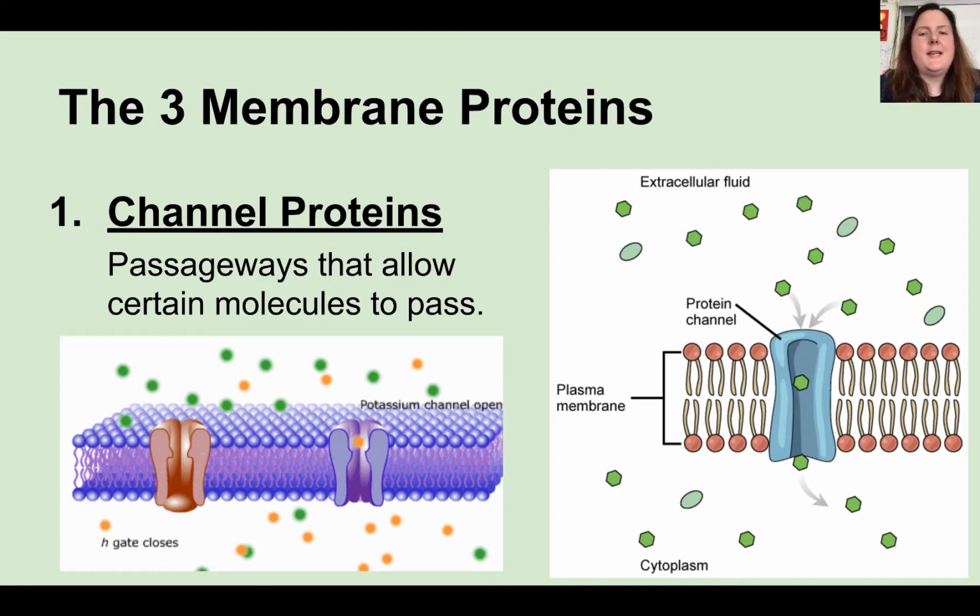All right, there are 3 types of proteins that are in the cell membrane. The first are channel proteins, and channel proteins are passageways that allow specific things to enter in or out of the cell. In the animation that you see below, you'll see 2 different channel proteins. One that allows the sodium ions to go into the cell, and one that allows the potassium ions to exit out of the cell.